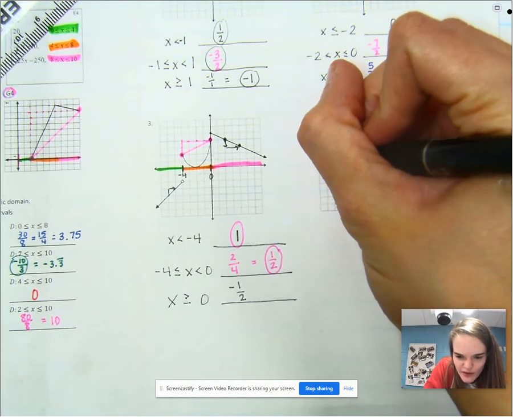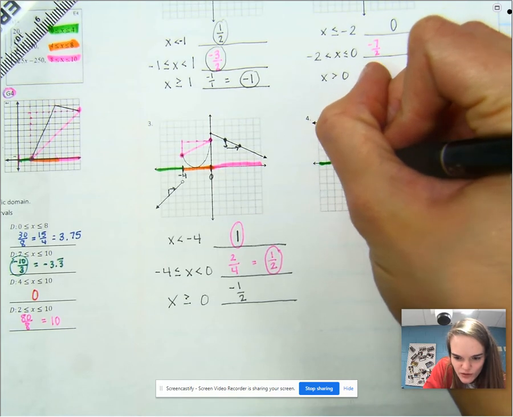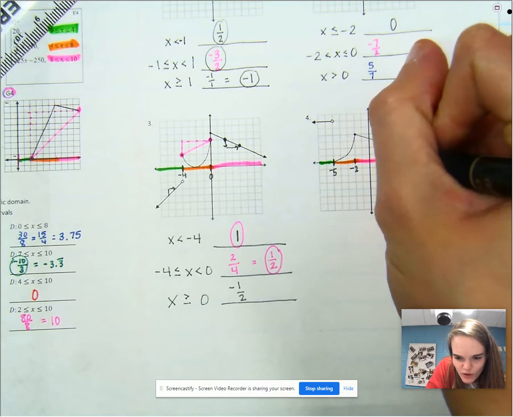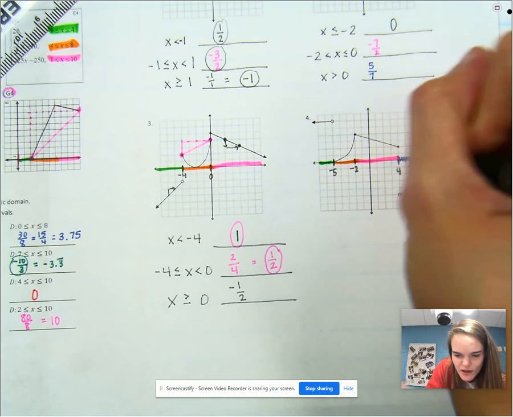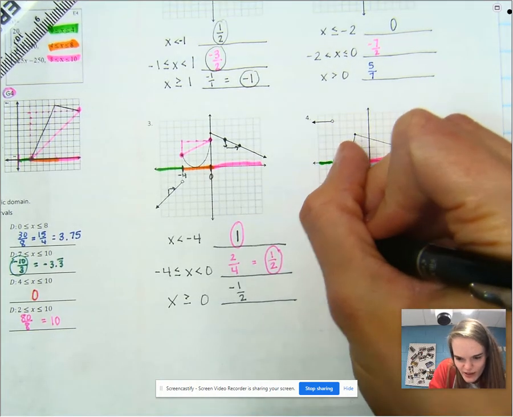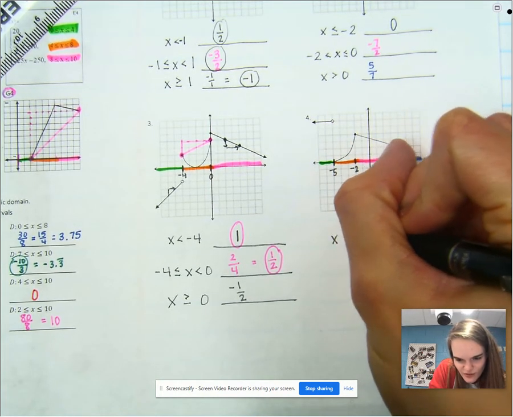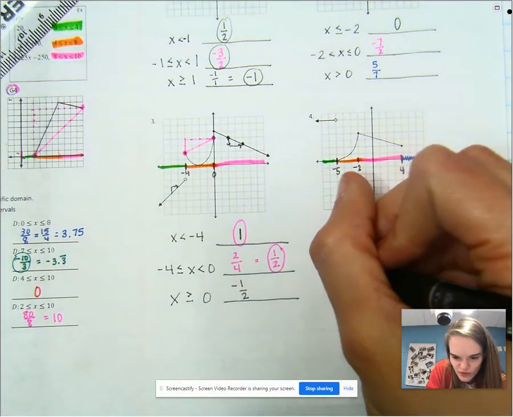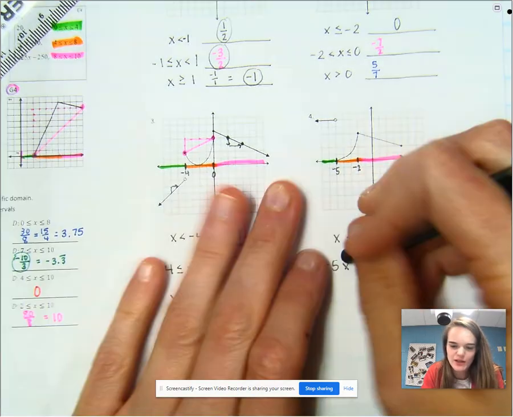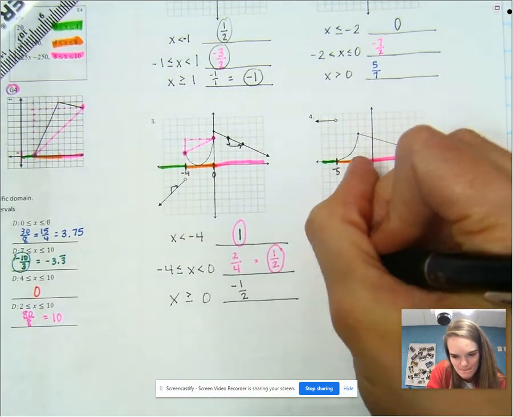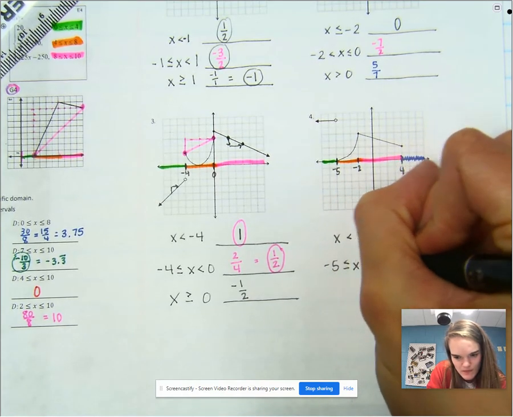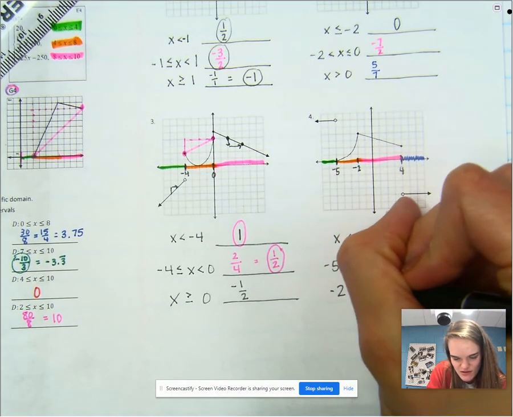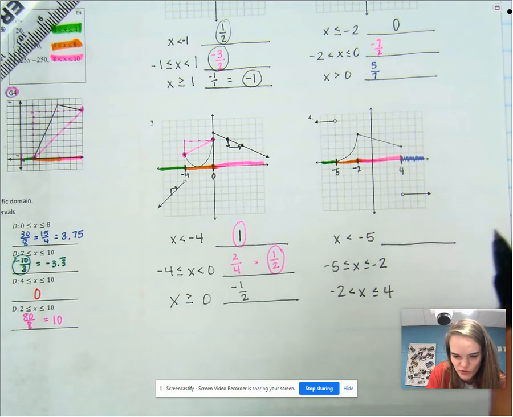Let me see what these values are. Negative 1, negative 2, negative 3, negative 4, negative 5. 1, 2, 3, 4. And all the way to the end there. So we've got the values where x is less than negative 5. Got the values between negative 5 and negative 2. Keep an x instead of the symbol. I've got the numbers between negative 2 and 4. And I've got the values that are greater than 4.